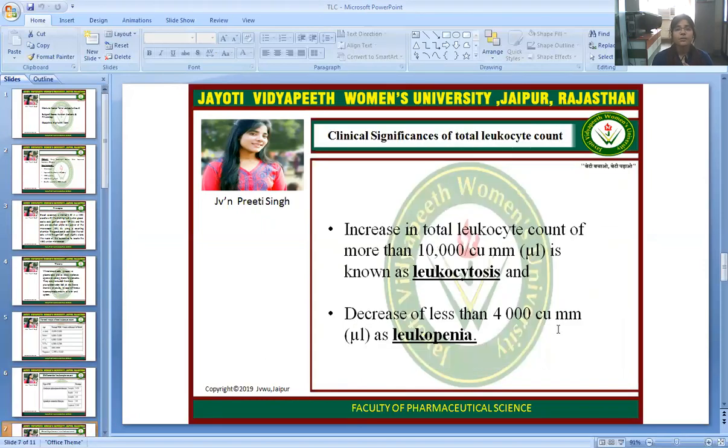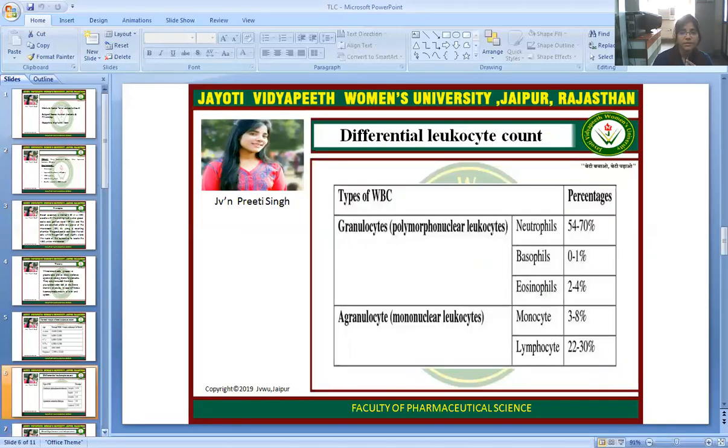So now we come to the clinical significance of total leukocyte count. What is the clinical significance of the total leukocyte count? Firstly, an increase in total leukocyte count of more than 10,000 per cubic millimeter is known as leukocytosis, and a decrease of less than 4,000 per cubic millimeter is leukopenia. This is a decreasing order, this is a deficiency.